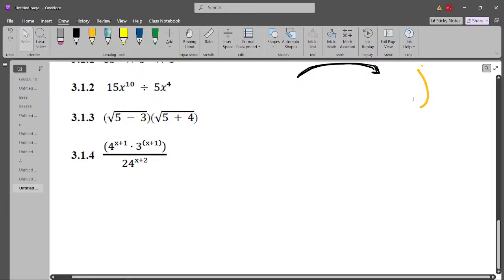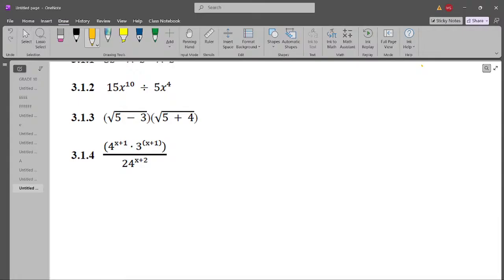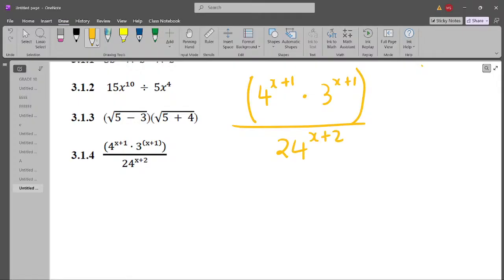And then let's go to this one over here for 5 marks or 6 marks. Bracket 4 to the power of x plus 1 multiplied by 3 to the power of x plus 1, all over 24 to the power of x plus 2. Now with this one, first take your bases. Remember, your bases most of the time should be written as prime numbers. How can you write 4 as a prime number? You can write 4 as 2 to the power of 2. But remember, you still have this x plus 1.